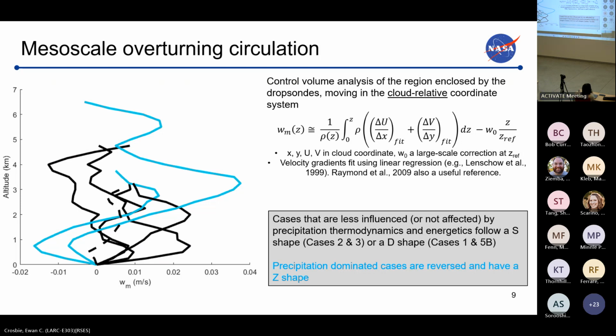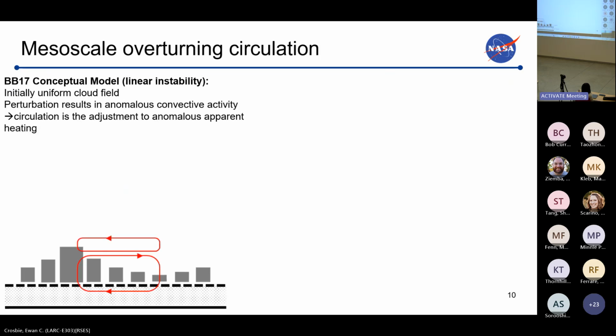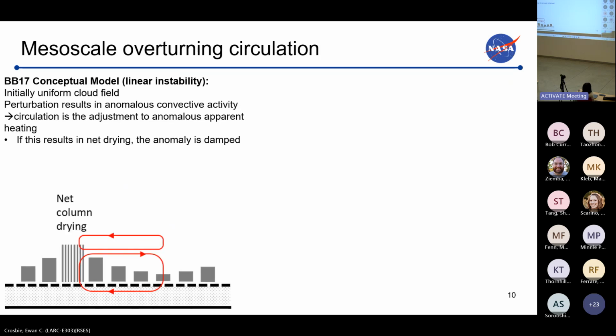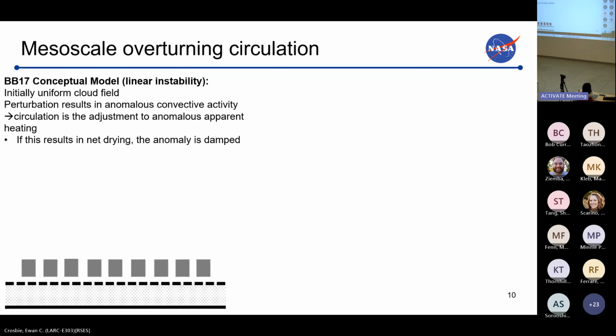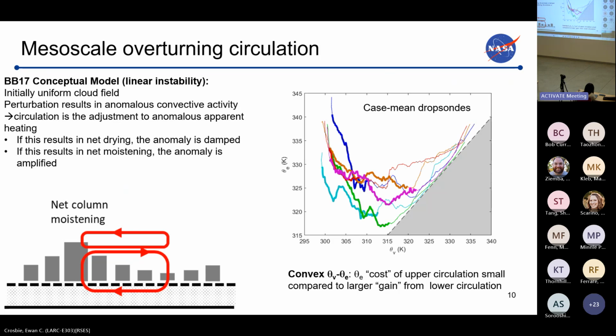I'm going to go through this very fast, but this is just a quick overview of the Bretherton and Blossey paper. The idea is that if you have uniform amounts of convective mixing and then you perturb that, the environment responds by creating a circulation. If that causes drying, then you'll revert back to something that's uniform. If it causes moistening, then it will strengthen the circulation. And they find that if you strip out all the physics and just have the internal dynamics of the cumulus, what you need in order for that to happen is this convex relationship between theta V and theta E.